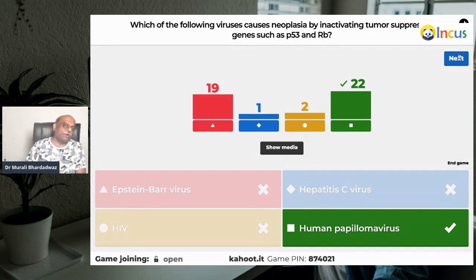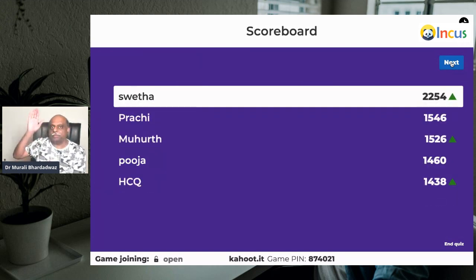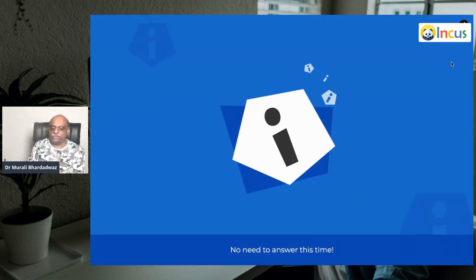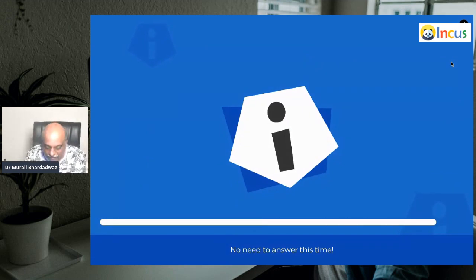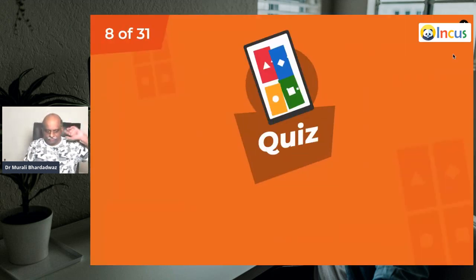So 22 of you are right. Khush Hua Mogambo. So Shweta is on the top, followed by Prachi, Muhurat, Pooja, and HCQ. So very good, Shweta. So human papillomavirus causes carcinoma by inactivating tumor suppressor genes like P53 and retinoblastoma is what you need to remember.